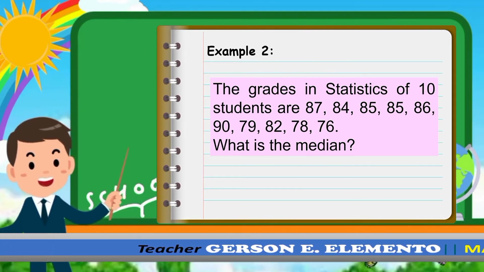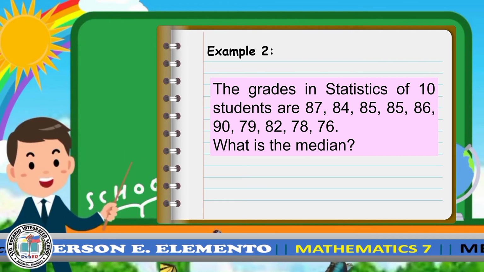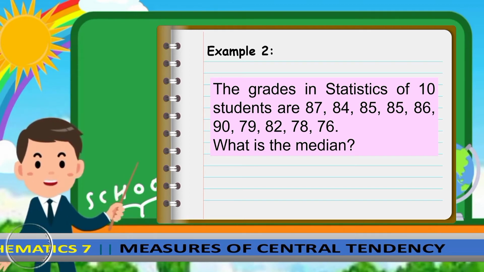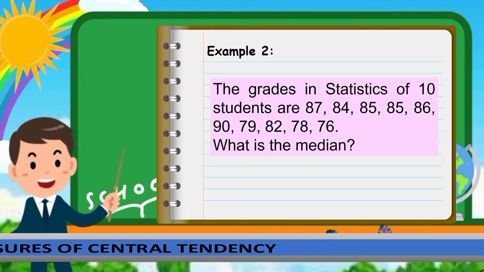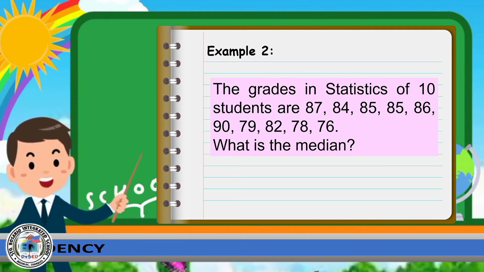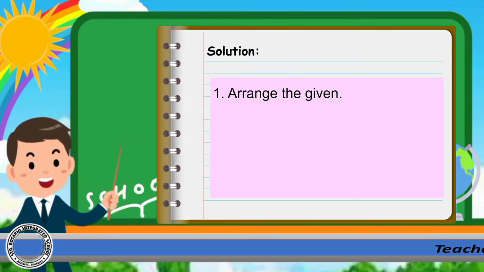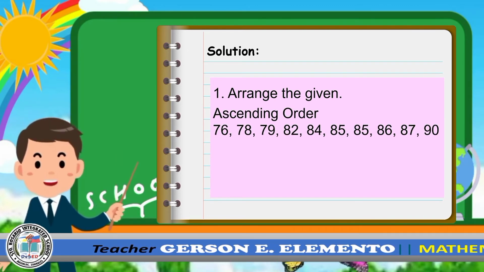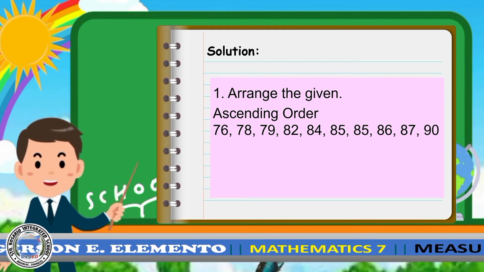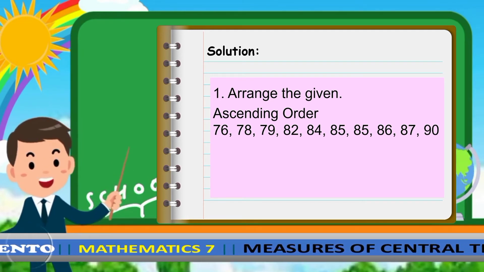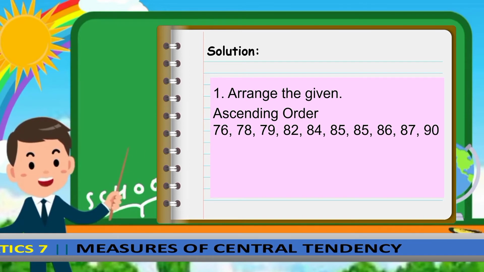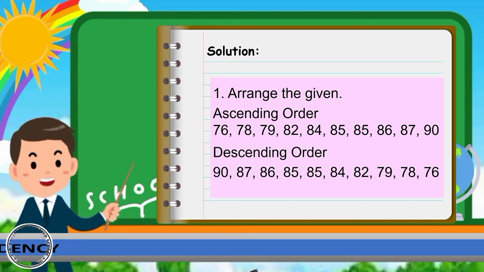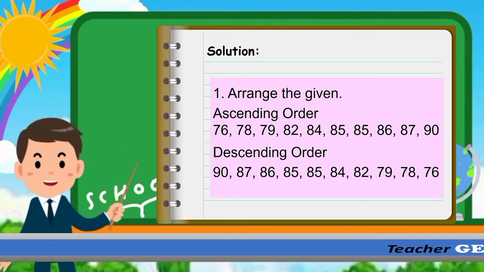Example number 2. The grades in statistics of 10 students are 87, 84, 85, 85, 86, 90, 79, 82, 78, and 76. What is the median? Solution. Number 1, arrange the given. In ascending order, we have 76, 78, 79, 82, 84, 85, 85, 86, 87, and 90. While in descending order, we have 90, 87, 86, 85, 85, 84, 82, 79, 78, and 76.